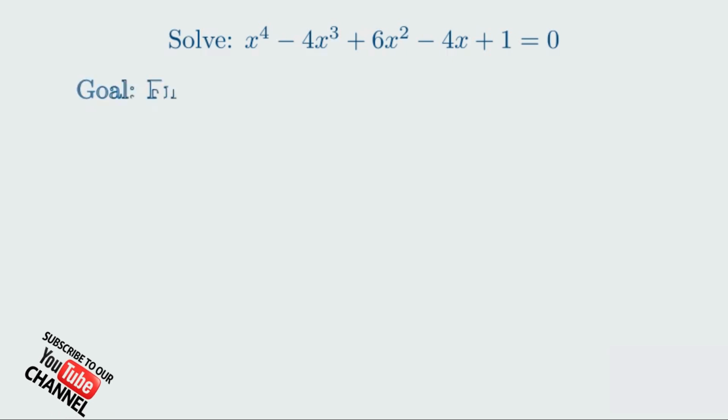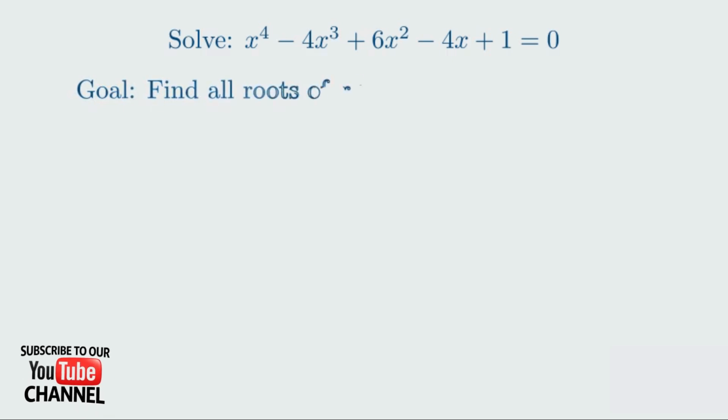So, our main goal is to find all the values of x that make this equation true. In other words, we want to find its roots. Let's begin by observing the coefficients of our polynomial. Here's our equation again. Notice the numbers that multiply each power of x. The coefficients are 1, minus 4, 6, minus 4, and 1.